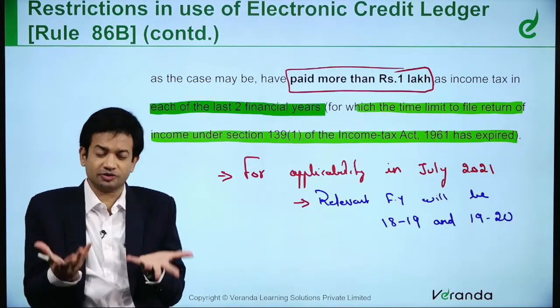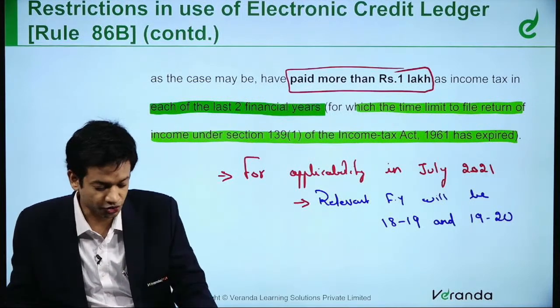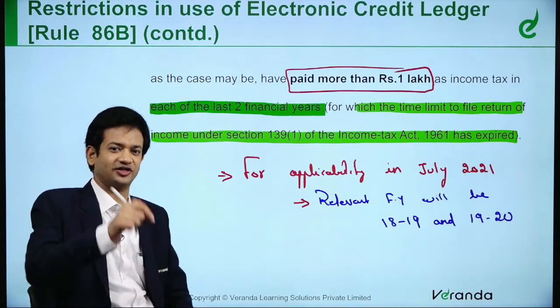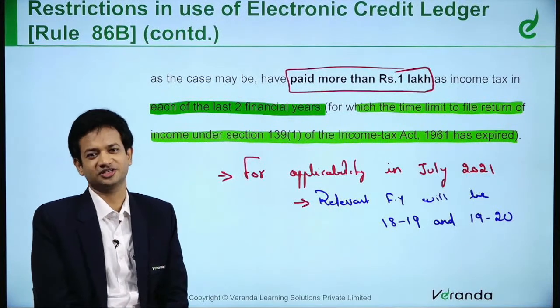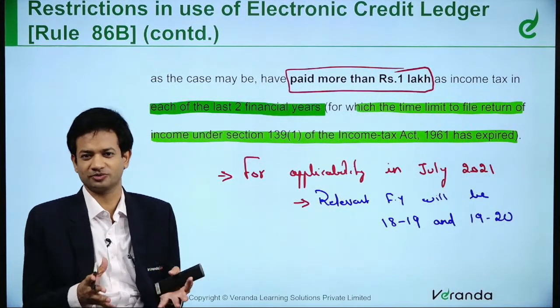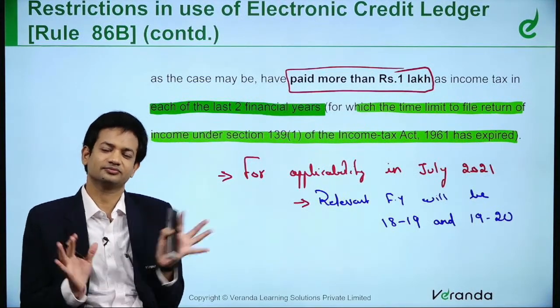Even today in October also, because of the COVID, the due dates have been kept on extending, right? So these 2 financial years, for each of the financial years, if the income tax paid is more than 1 lakh, then this rule 86B is not applicable to them, because if someone is already paying so much tax, their genuine tax payers, probably government doesn't want to harass them. Fine, no problem.